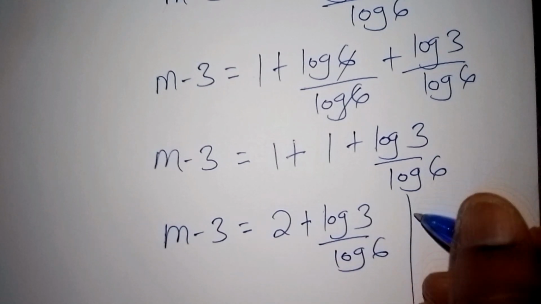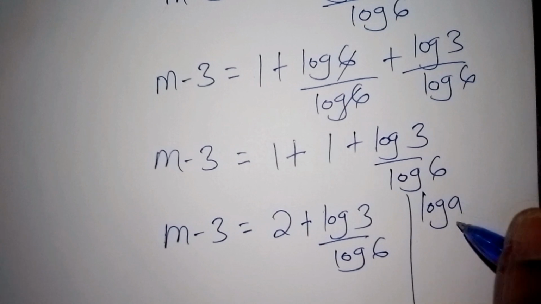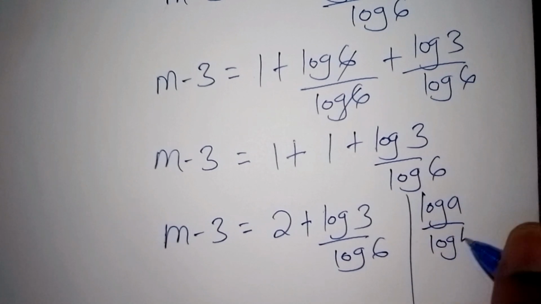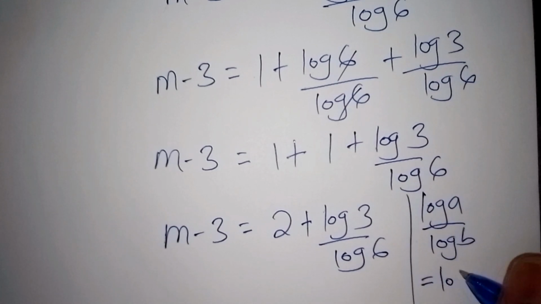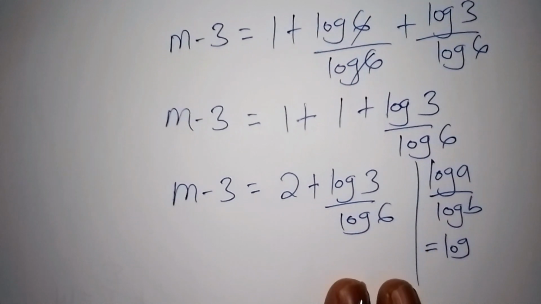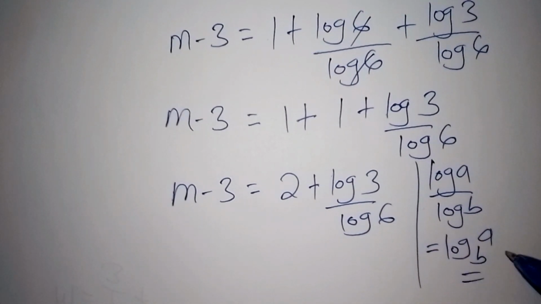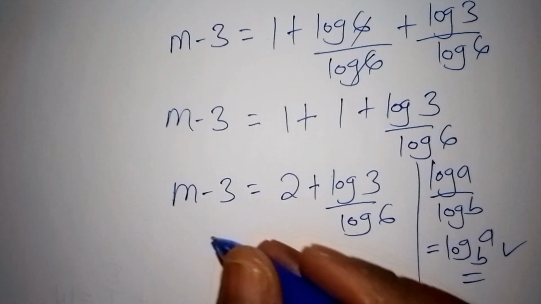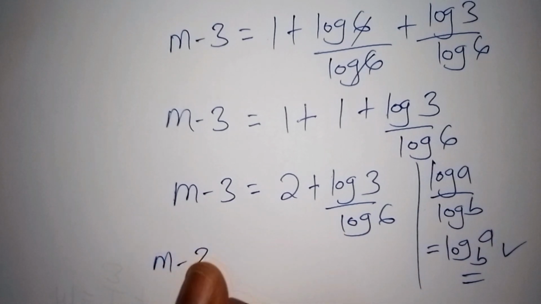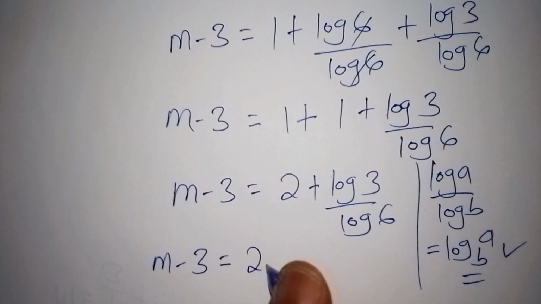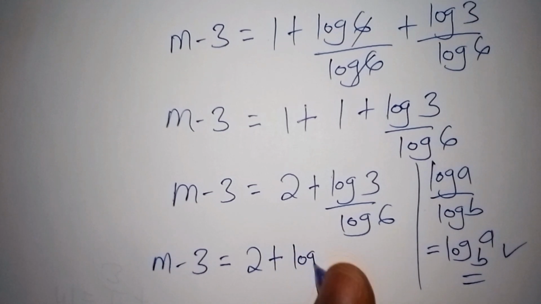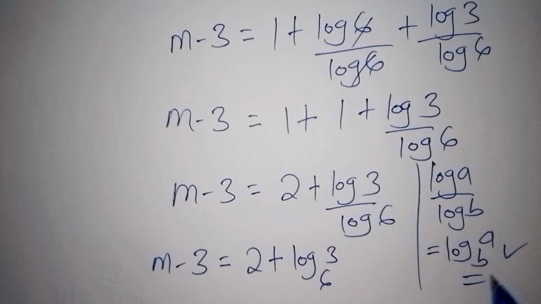So we all know that if we have the log of A all over the log of B, this can also be equal to the log of A to the base of B. So meaning that m minus 3 is equal to 2 plus the log of 3 to the base of 6.